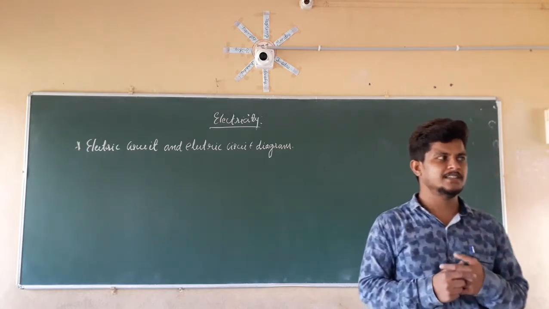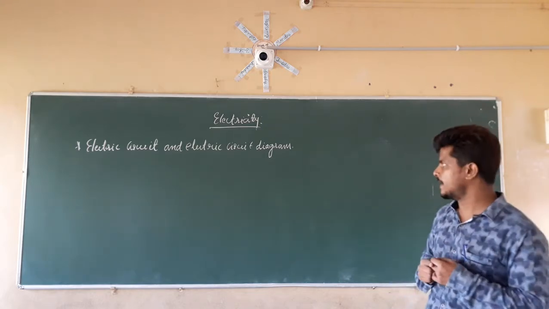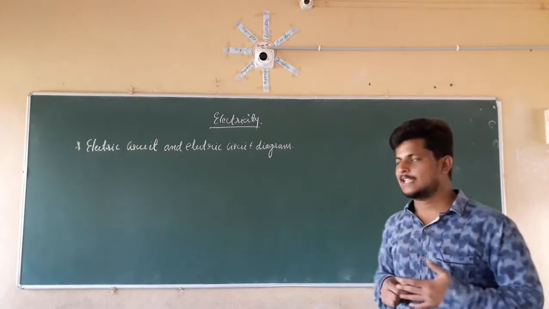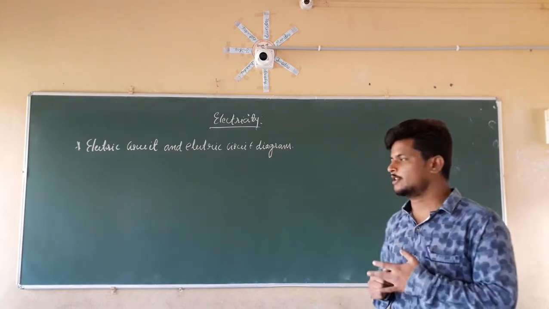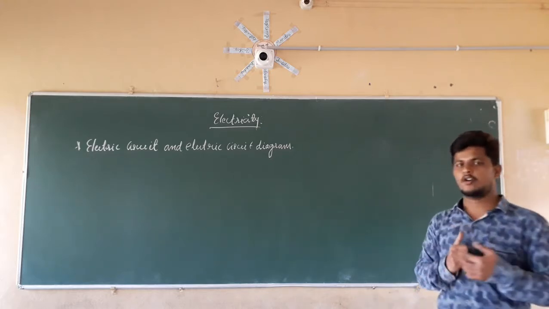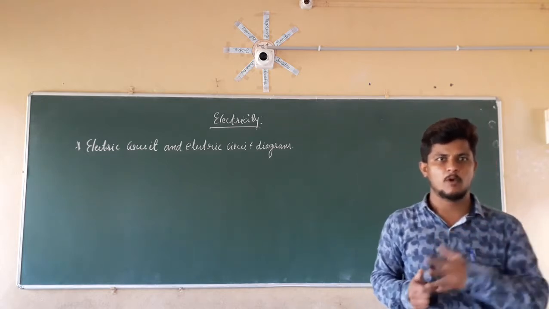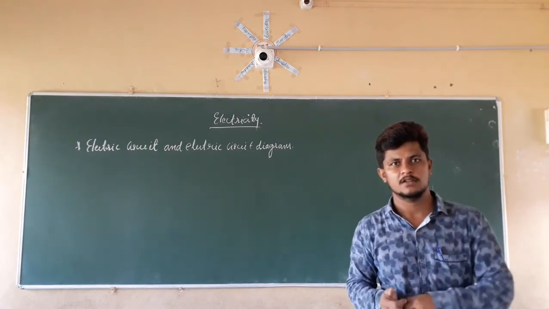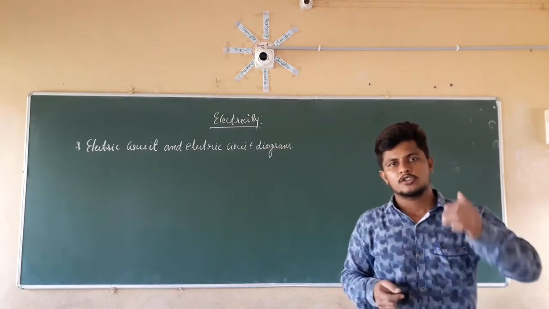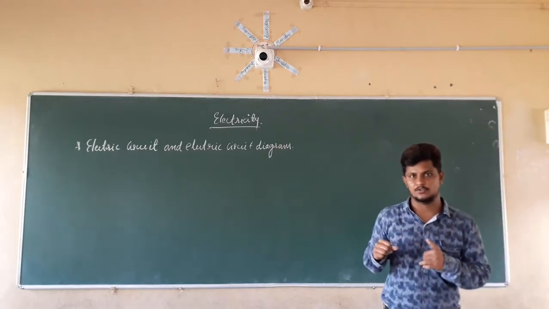So in today's class, we are going to discuss the electric circuit and the electric circuit diagram. What is the electric circuit? What is the electric circuit diagram? We are going to discuss by taking an example. In your home or your school, you see fans are connected to some wires. In the same manner, bulbs are also connected to some wires which are connected to the switch. So we are going to take those examples to understand what an electric circuit is.